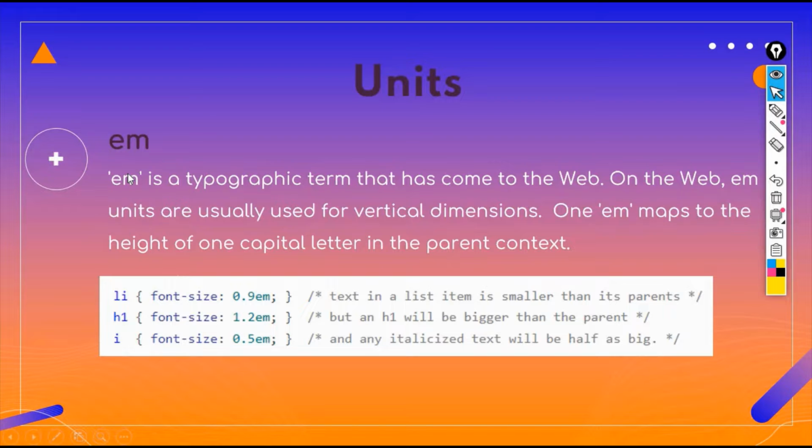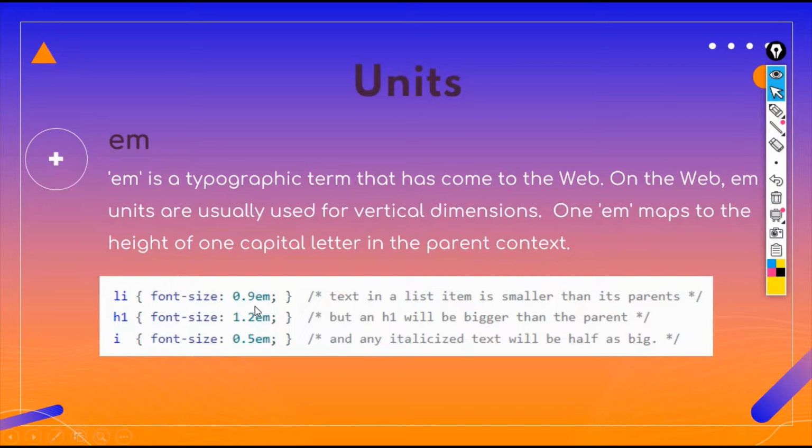EM is a typographic term that has come to the web. On the web, em units are usually used for vertical dimensions. So 1 em maps to the height of one capital letter in the parent context. So this is how you can use the em unit.